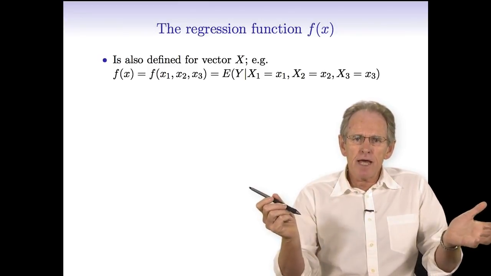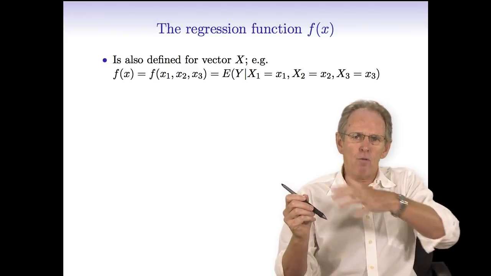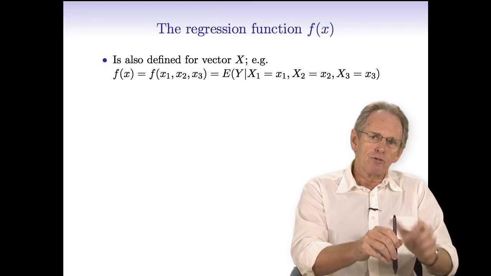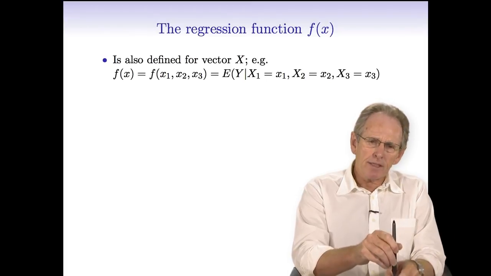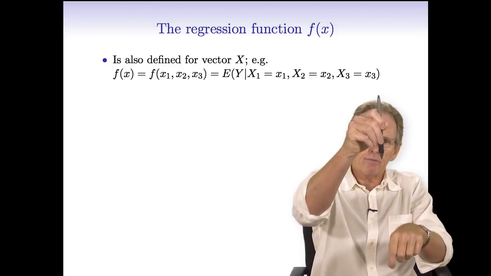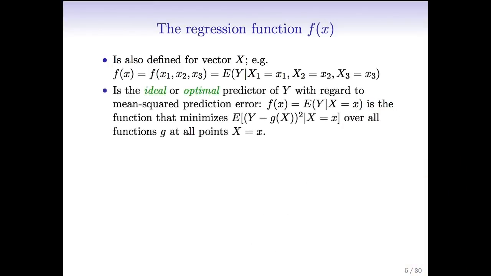So the idea is the same. We've got a whole continuous cloud of y's and x's. We go to a particular point x with 2 coordinates, x1 and x2, and we say, what's a good value for the function at that point? Well, we're just going to go up in the slice and average the y's above that point. And we'll do that at all points in the plane. We said it's the ideal or optimal predictor of y with regard for the function.